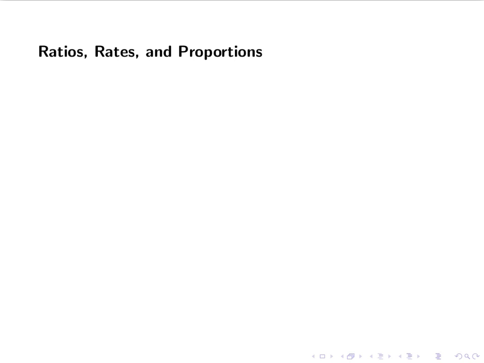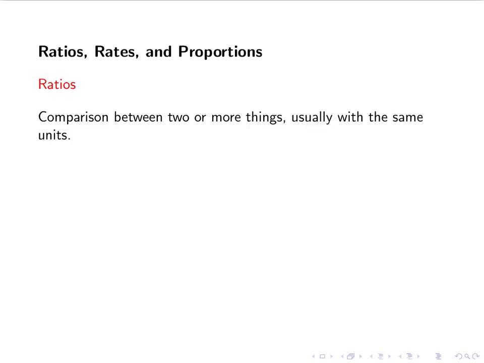Hello, today we're going to look at ratios, rates, and proportions. We'll start with ratios. Ratios are comparisons between two or more things, and those things have the same units. We can write ratios in three different ways. The first way is a fraction, and a fraction only makes sense when we are comparing exactly two things. So as soon as we have a third thing, we don't want to use a fraction anymore.